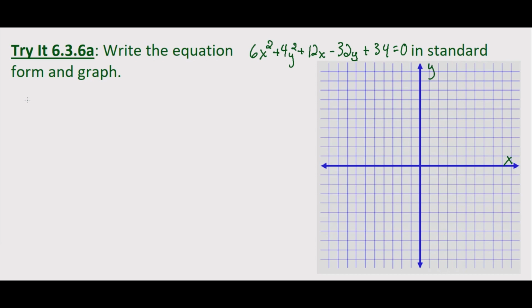the other side. So we have 6x squared plus 12x plus 4y squared minus 32y equals negative 34.